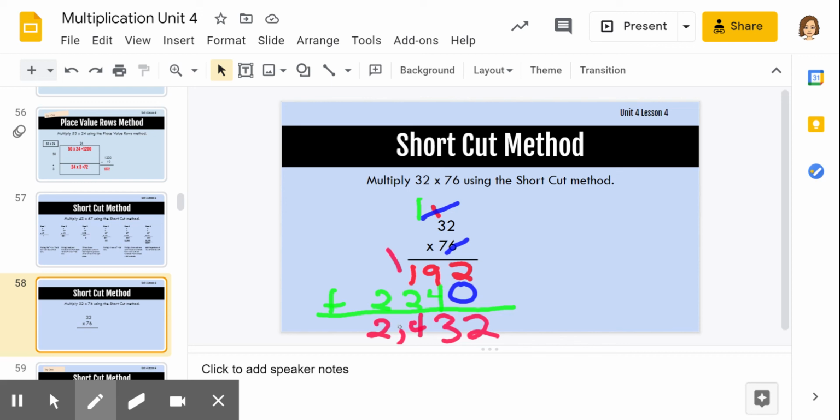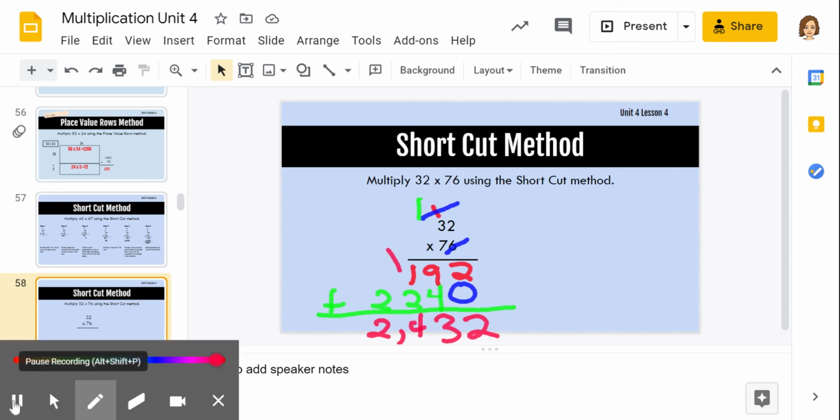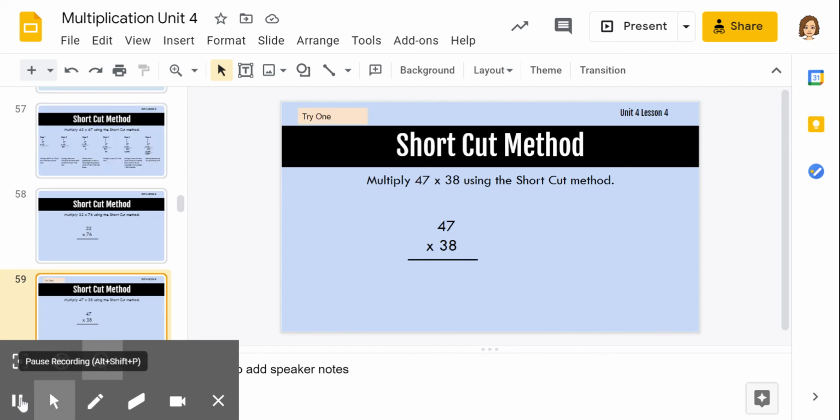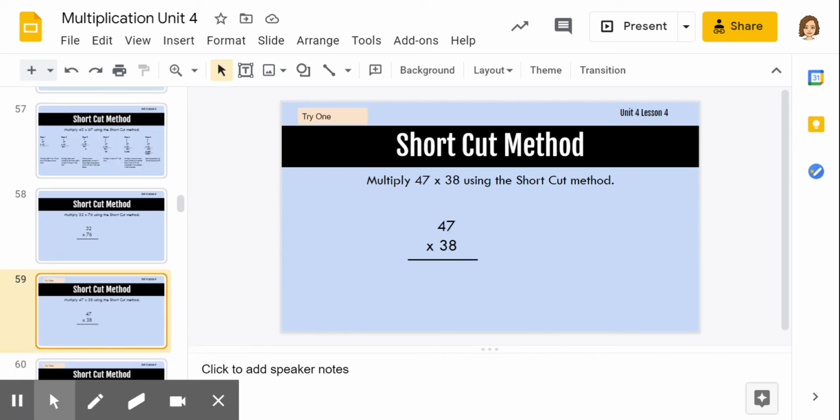If this seems confusing and you like the place value sections row method better, by all means use that, okay? So I'm just trying to give you different strategies, so you can choose which method you prefer. Okay, you try one. 47 times 38. Try using the shortcut method. If you're still having problems, you can stay with me and I'll go through it step by step in just a second. But if not, try it on your own.